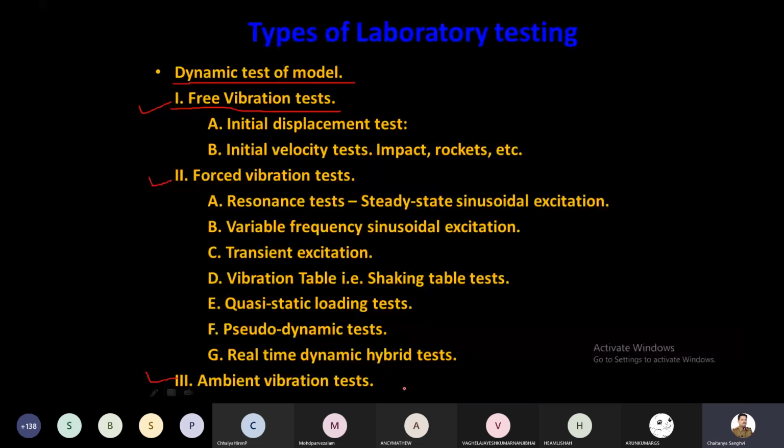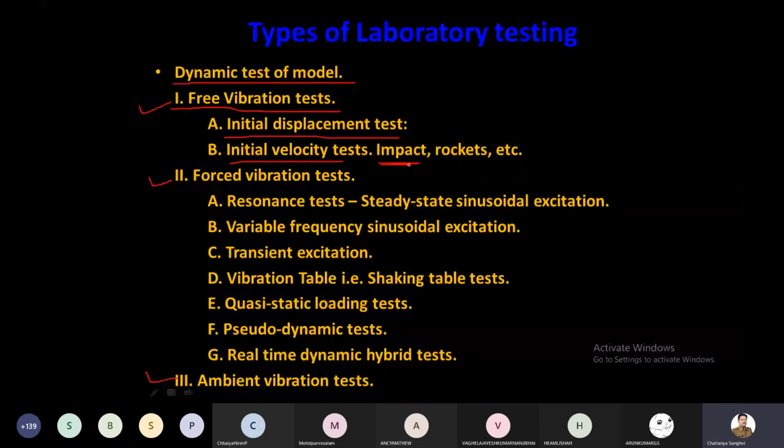So if we talk about the free vibration test, it is of two types. Initial displacement test, it means we are disturbing the system, right? And then we are allowing it to vibrate, right? It is an initial displacement test. So displacement is given. And the initial velocity test. Initial velocity means we are giving an impact, right? Displacement is not given, but the velocity is given, right?